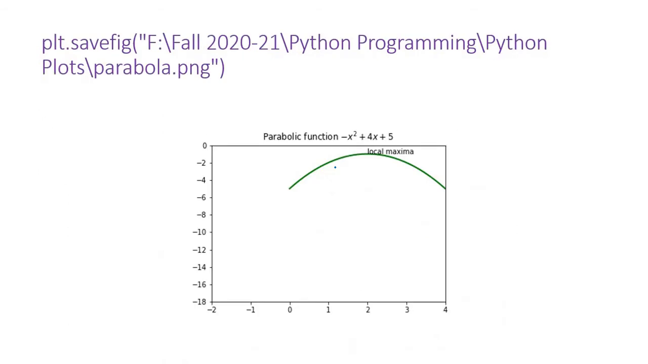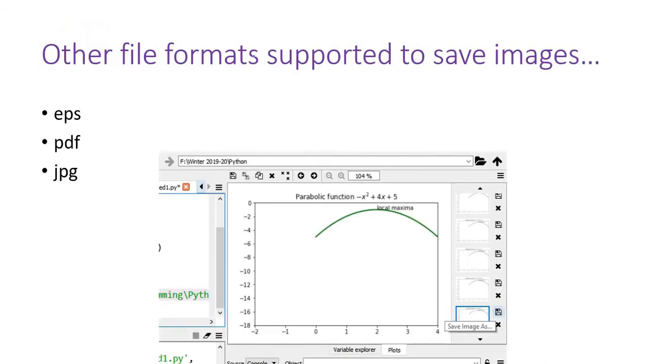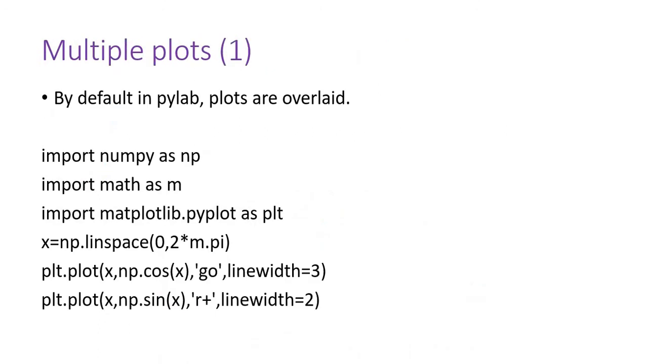So about this saving, we have already discussed. You can save this using the save figure function. You can give a separate root where it can be stored. Other than PNG, you can store it in EPS format, PDF format, JPG format, whatever you like.